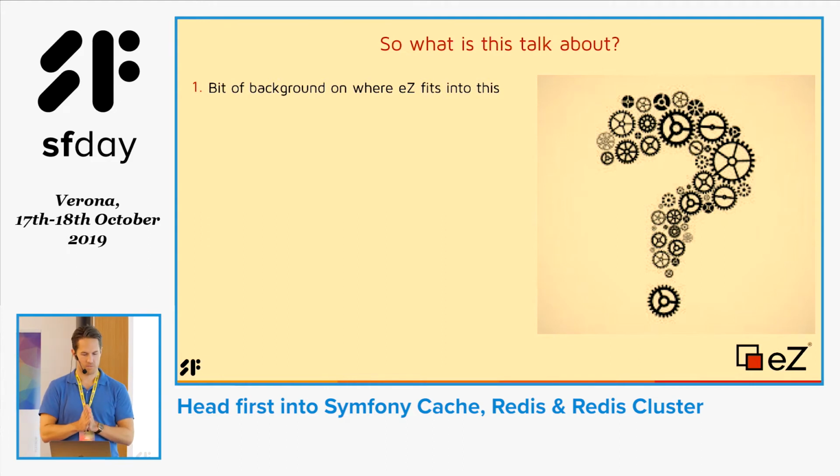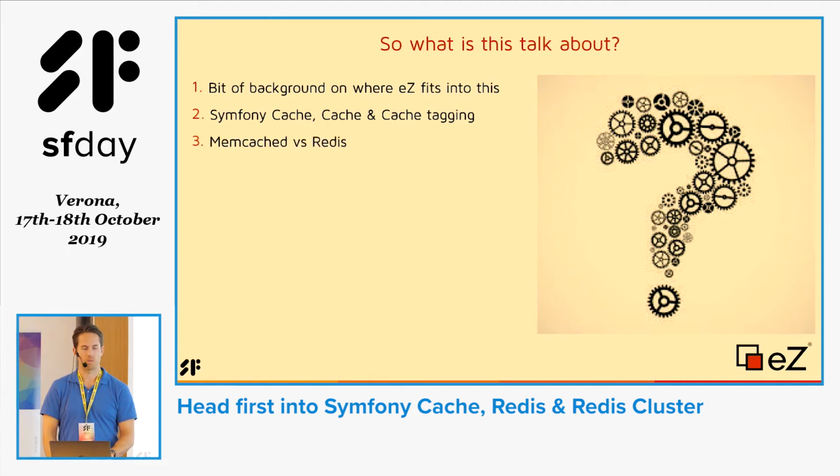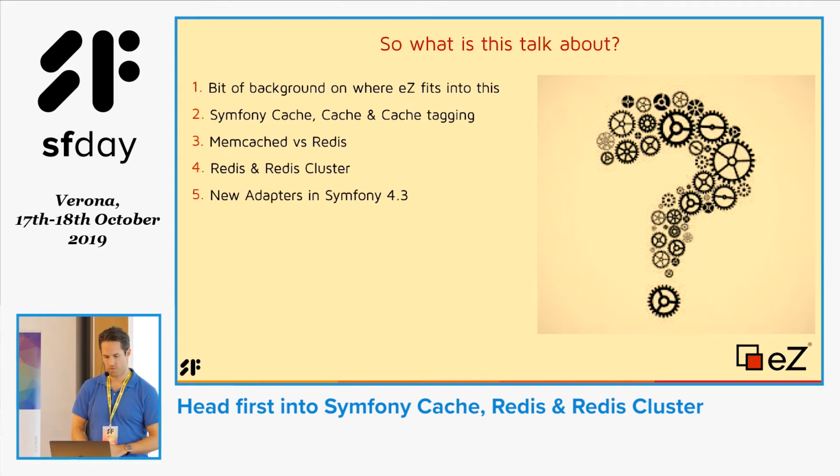But regarding Symfony Cache, a bit of background on why eZ fits into this. We'll also talk about Symfony Cache, of course. Cache tagging we'll also talk about, the theory around it, and also a bit how it's stored within Symfony Cache. We'll just go briefly on Memcached versus Redis, because I guess a lot of people here might have used Memcached but not Redis, or the opposite way. Briefly on Redis and Cluster. There's things to know about there. New adapters that came in Symfony 4.3 and also being improved in 4.4.